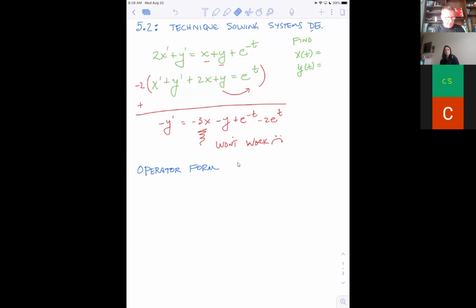Oh, there's that cool Laplace transform trick too. Maybe I'll go into that. Forgot about that cool trick.